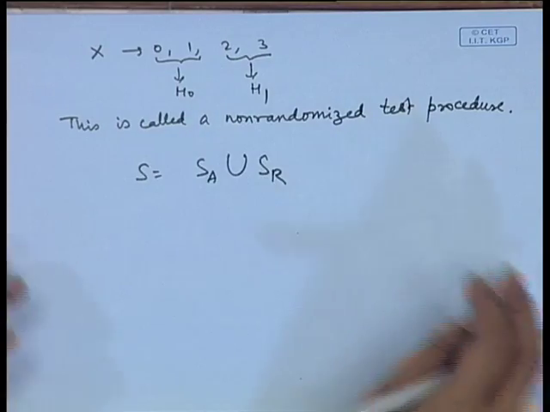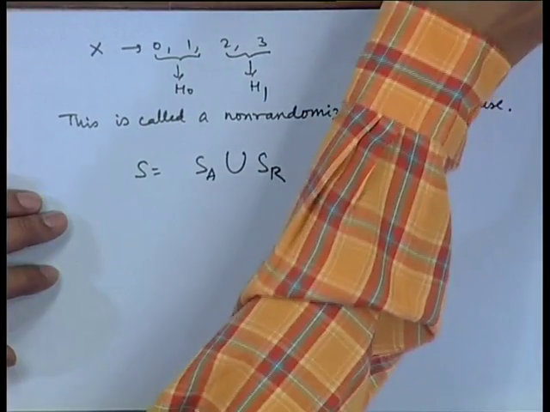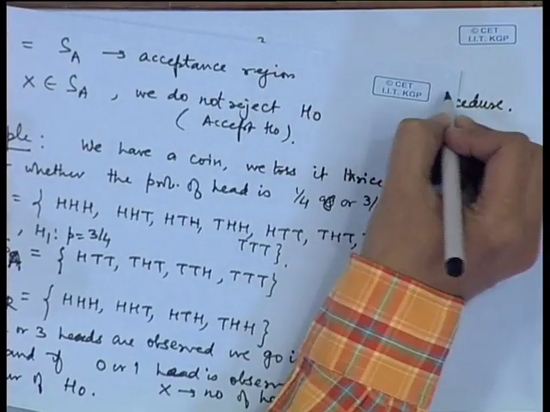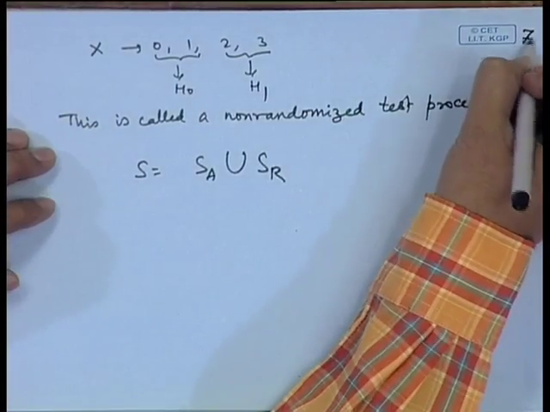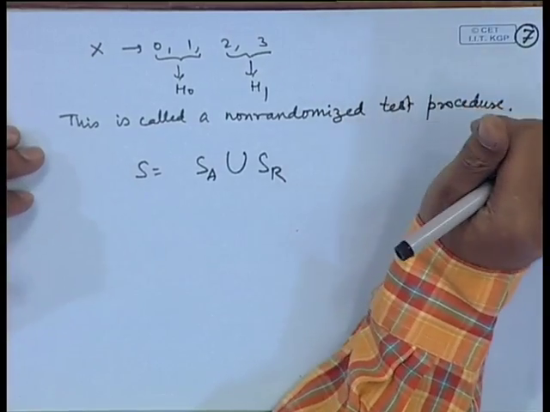Now, while conducting a test of hypothesis, you can see that the decision is based on a sample, and based on the sample we are splitting the sample space into two portions, two complementary, exhaustive regions, such that one region corresponds to the rejection of the null hypothesis and the other one corresponds to the rejection of the alternative hypothesis, or you can say acceptance of the null hypothesis.